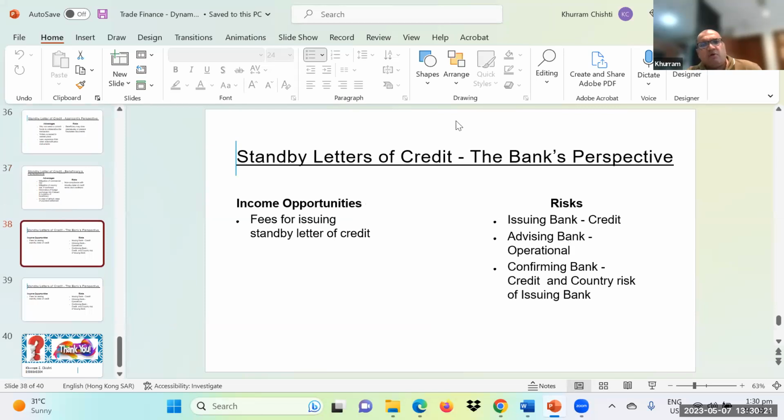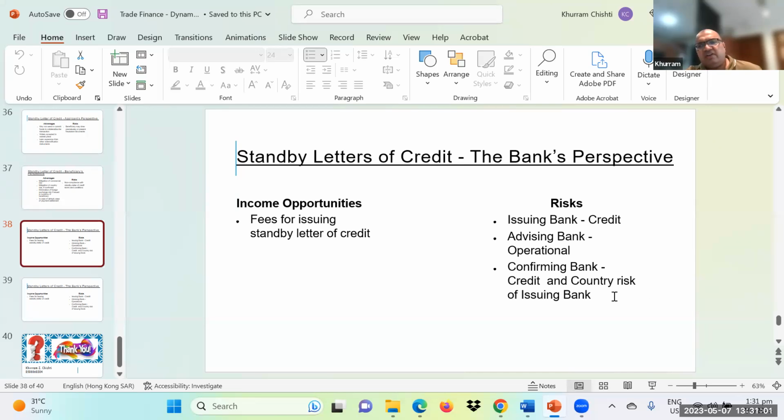Now, from the bank's perspective, you earn a fee, that's an income opportunity, but there is risk. What are the risks? Issuing risk, credit. If NBF has issued an SBLC, it has a credit risk, because if Almaya defaults or does not perform, it has to pay. Advising bank, operational, similar to what we did in LC. If this goes to State Bank of India and the person over there does not inform me, for some reason, human error, too much work, too many SBLCs, or I'm a customer not important to them, that's an operational risk.